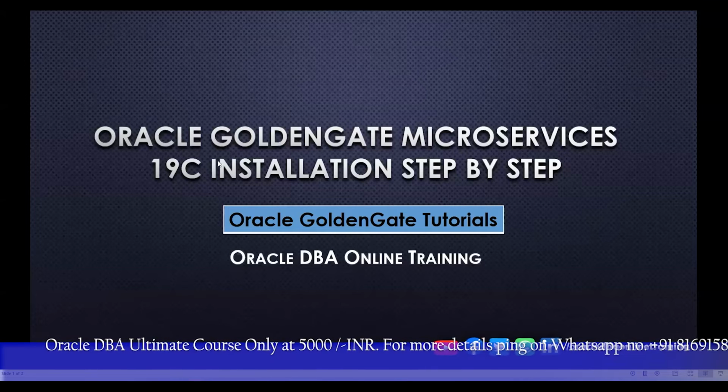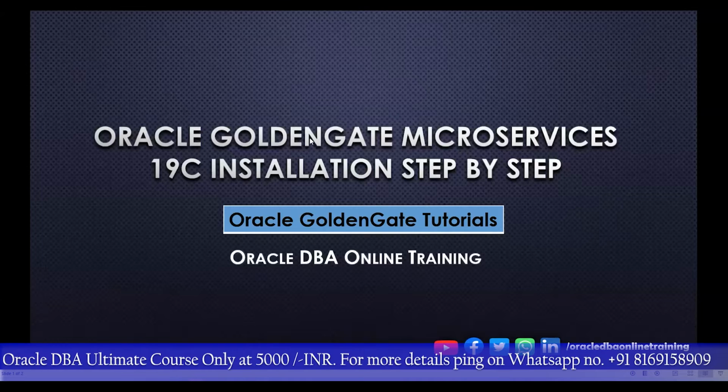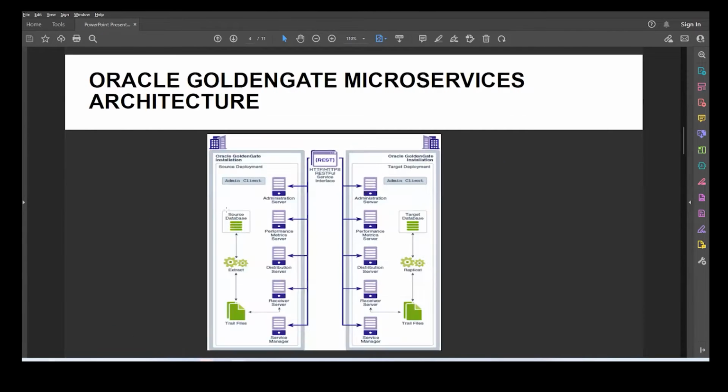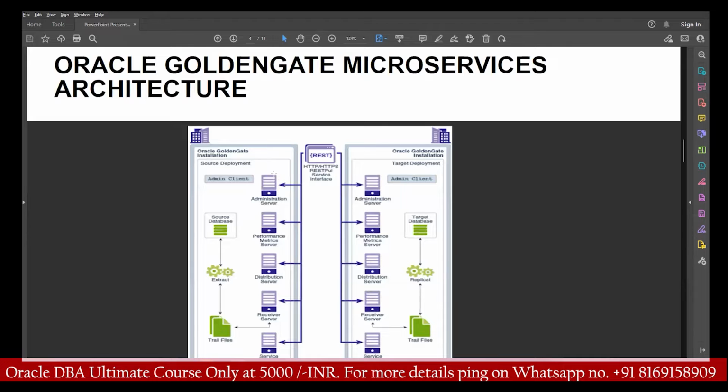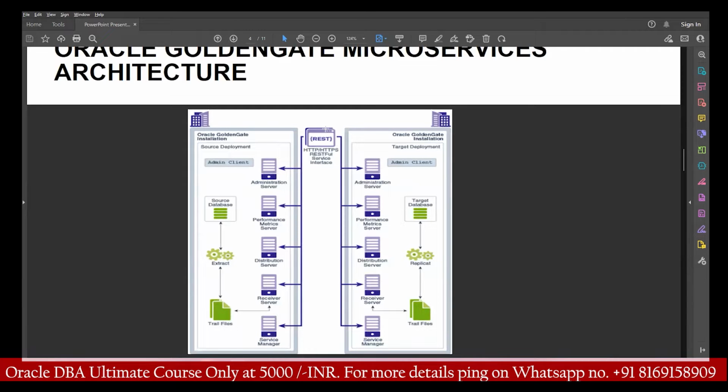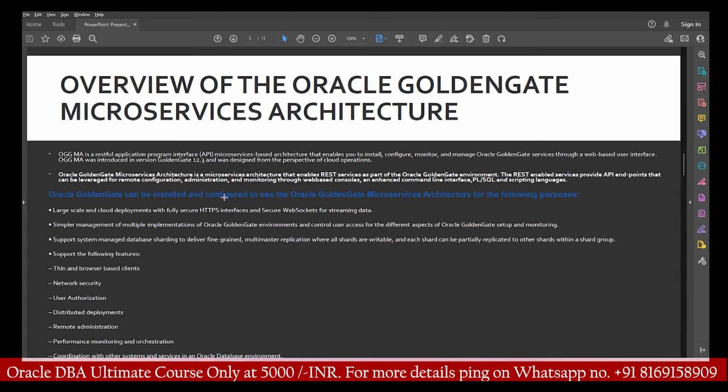Without wasting much time, let's come back to today's agenda, that is Oracle GoldenGate Microservices 19c installation step by step. I hope at this juncture you are already familiar with the Oracle Microservices architecture. If you are not, let me walk you through it quickly. Basically, GoldenGate Microservices looks something like this. Let me zoom it out. It's a RESTful API where you get an interface through the web browser, so you can access the content and manage your GoldenGate services.